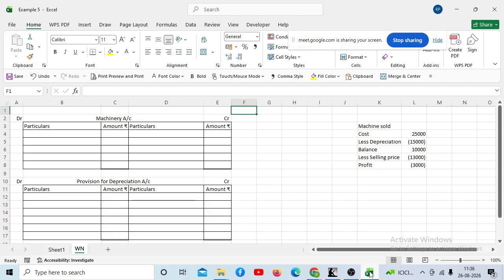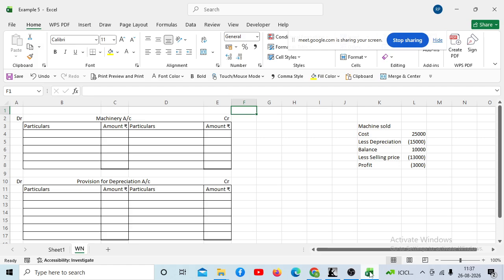Tell me the first heading. Asset, expense, and loss. Write down asset, expense, loss. Tell me the normal balance. Debit. Tell me what will happen if it will increase. Debit. And decrease? Credit.